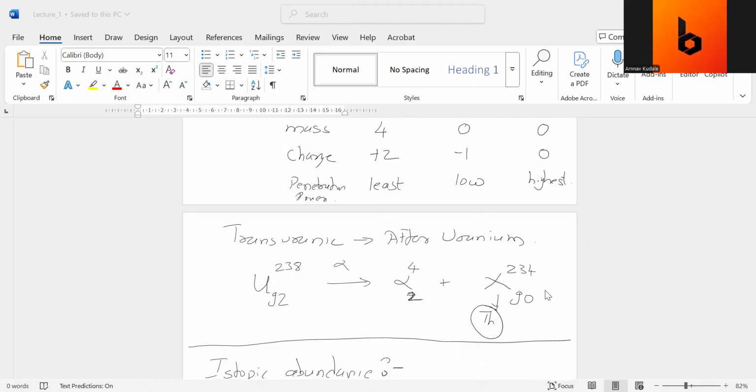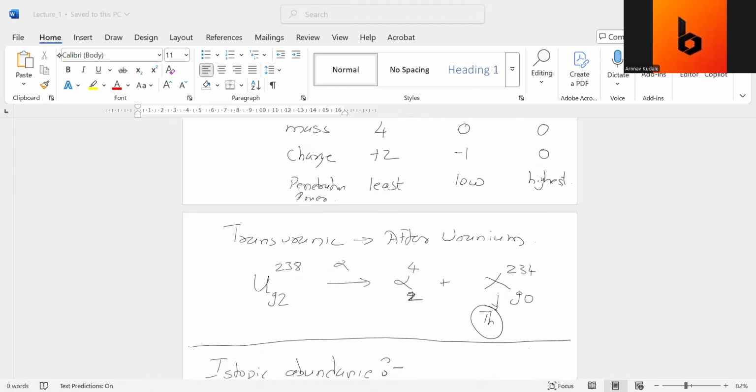So instead, let us say, just as a hypothetical example, if a beta particle is emitted, beta is what? 0 minus 1, correct? So you will get X, that is 238, but instead of 92, you will get 93. Make sense?